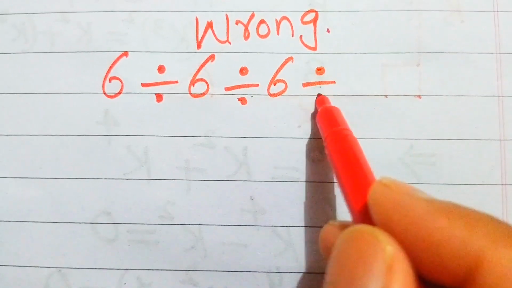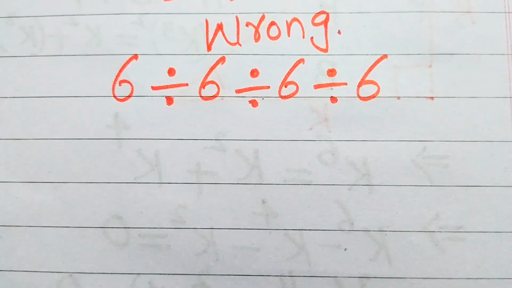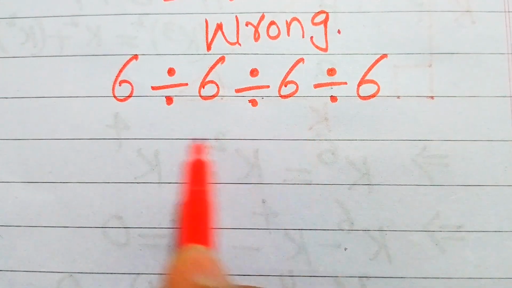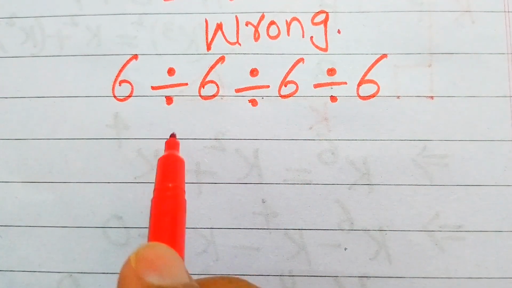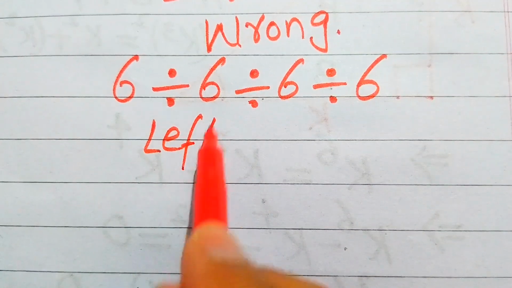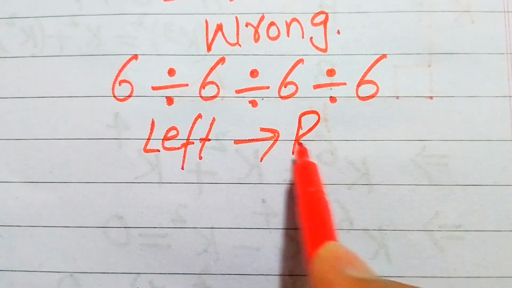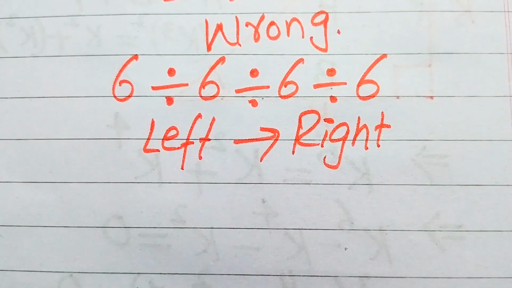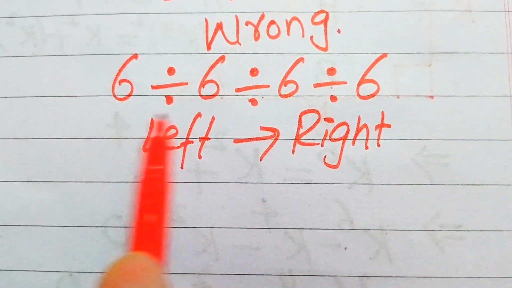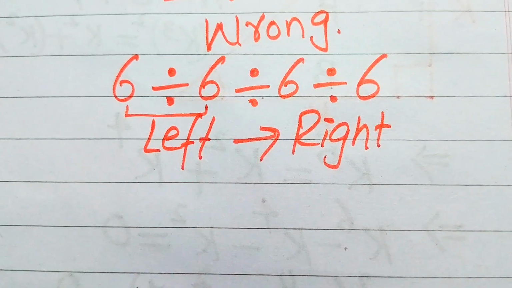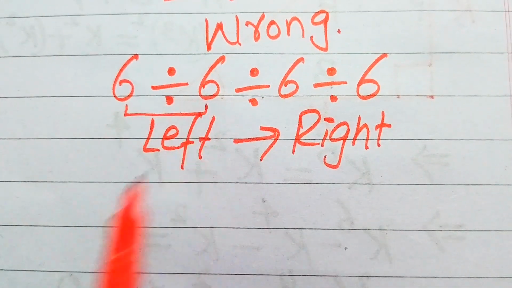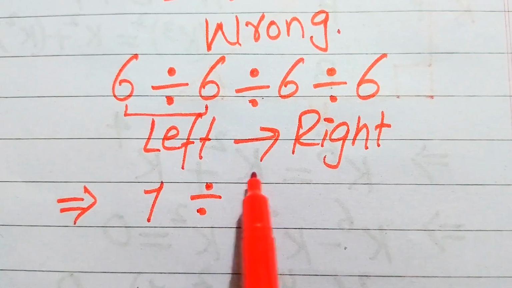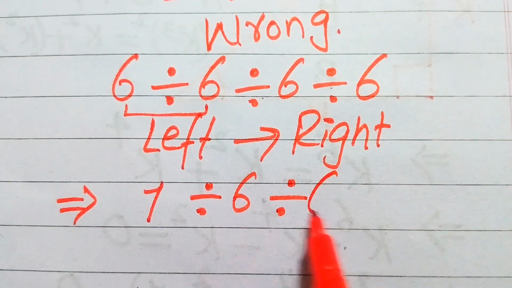First we copy down the given question statement here. Now if you have this type of division, then we solve the divisions from left to right. You remember only one thing: we solve the terms from left to right. It means that first we solve this division sign. You know that 6 divided by 6 is equal to 1, and we write all the other terms as they are in this way.